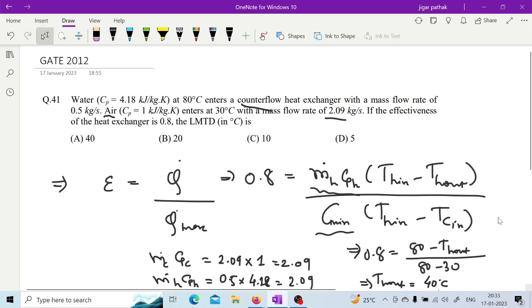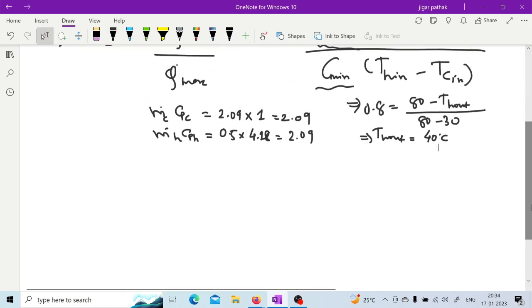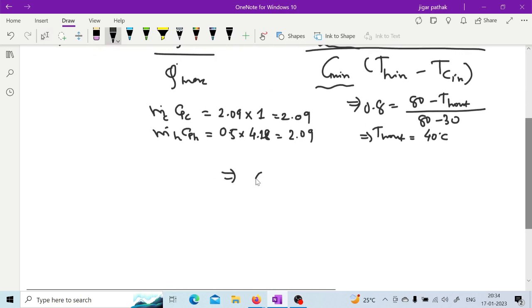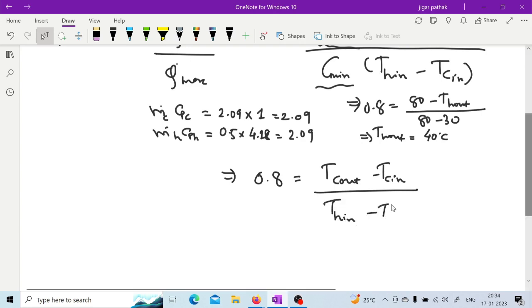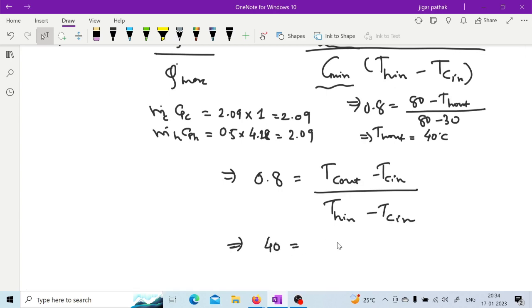Similarly, as you have used this hot fluid's heat transfer, you can consider cold fluid's heat transfer in effectiveness. That is TC out minus TC in. I am directly writing now because CC and C mean are the same. TH in minus TC in. So again this 0.8 into 15 into 14, then TC out is not given, TC in is given. So TC out will be 70. Yes or no?